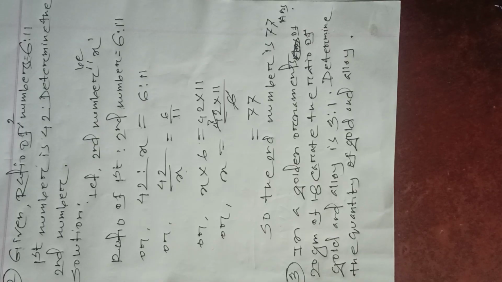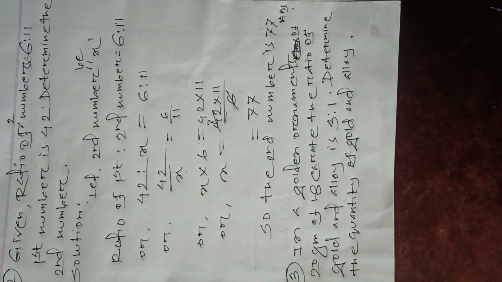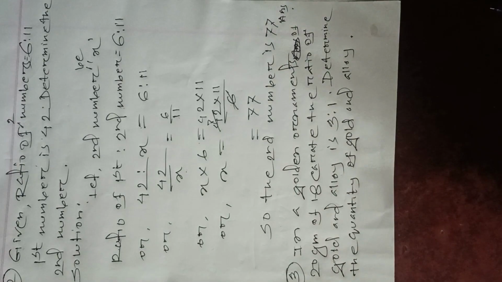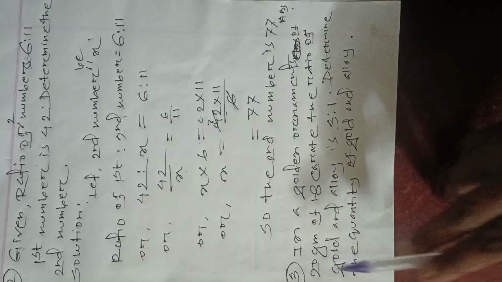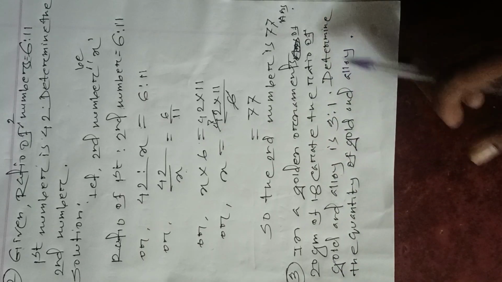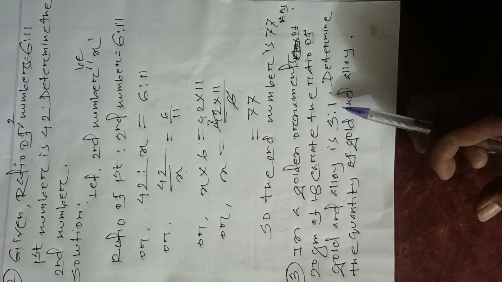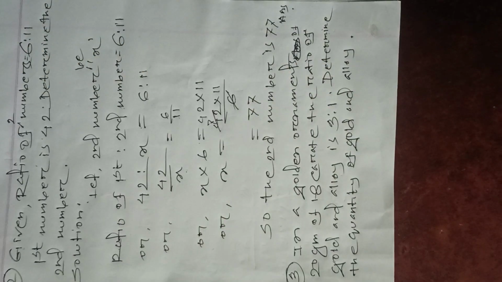Here 18 carat is not a calculation number, it is only the name of the gold item. 18 carat is the name of the gold item. We should not calculate the 18 gram. Here our calculation number will be 20 gram. In the 20 gram of 18 carat golden ornament, the ratio of gold and alloy is 3:1. In the previous problem, number 1, if the ratio of two numbers is given, then we take the sum of their numbers.